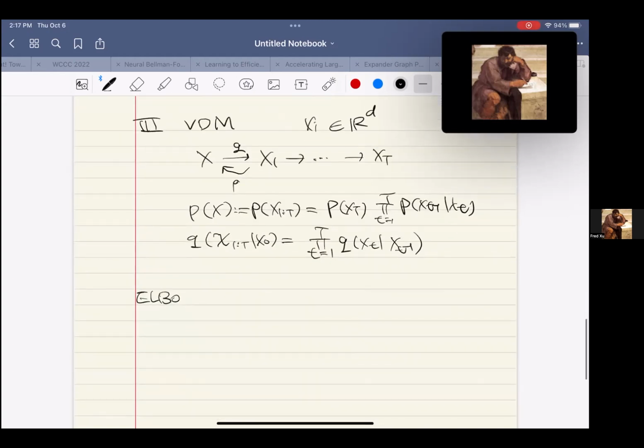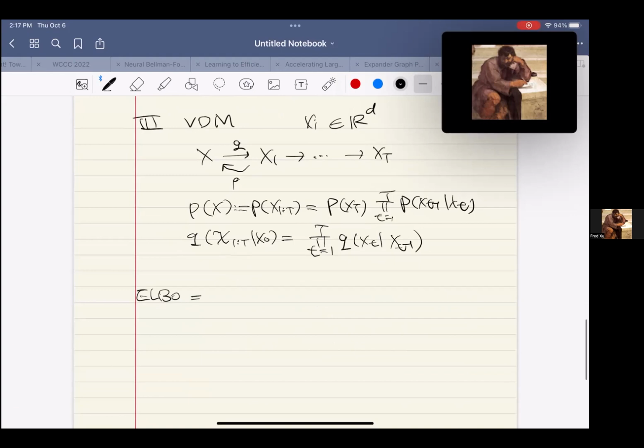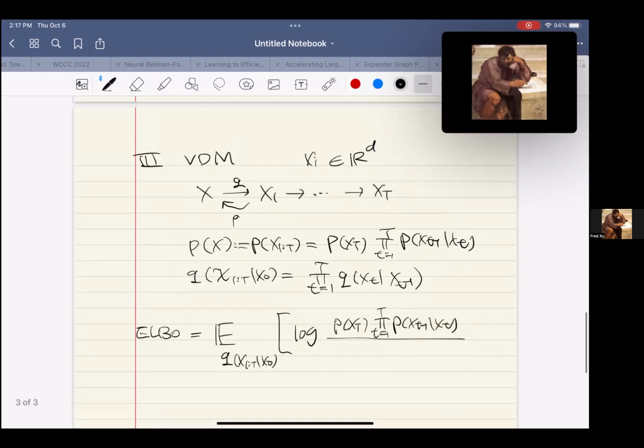All right, so let's write down the ELBO. The ELBO, like we know, is just the expectation over the posterior of x 1 to T given x0, and then we have a log term. At the top, we have the joint term, and in the bottom, we have the posterior term.